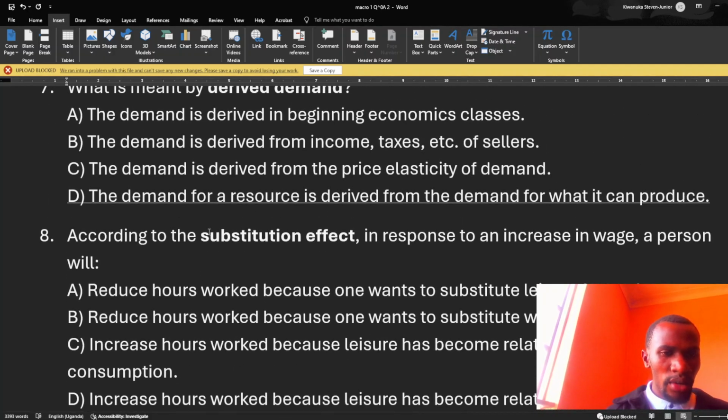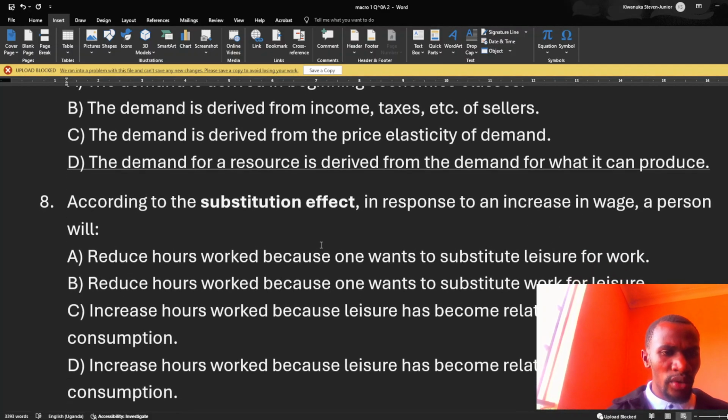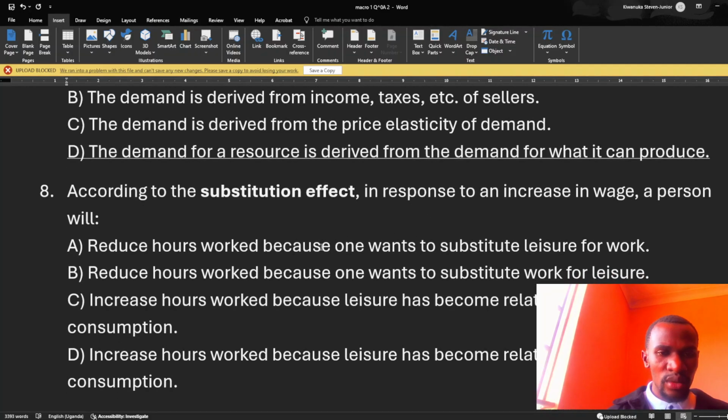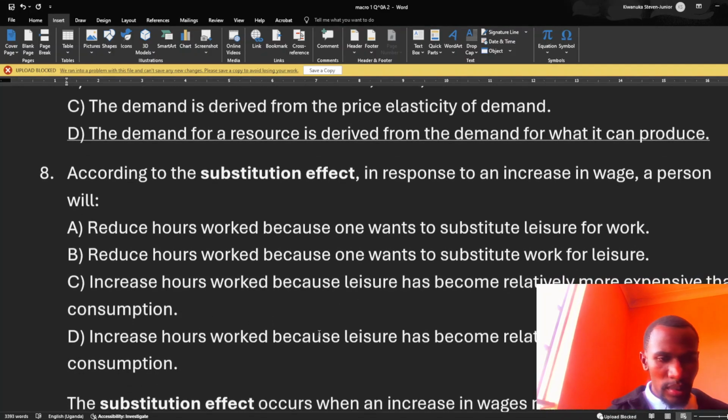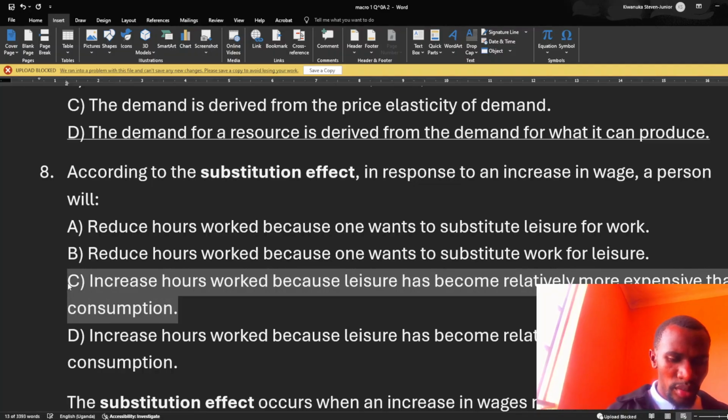So according to substitution effect, in response to increase in wages, a person will reduce hours worked because no one wants to substitute leisure for work. That is wrong, because we have said under this we will increase the hours worked. Reduce hours worked because no one wants to substitute work for leisure. Wrong. Increase hours worked because leisure has become relatively more expensive than consumption. Increase hours worked because leisure has become relatively less expensive. So we see that our answer here is C, tested and proven.